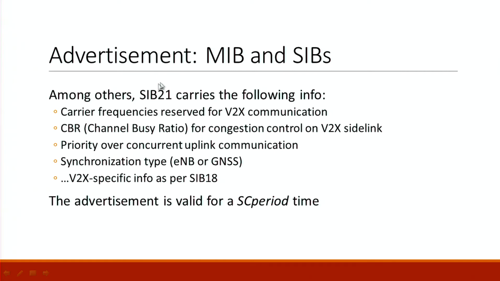The System Information Block 21 has additional information just reserved for V2X communication. So, frequencies that are only reserved for cars and not for other, like normal, safety-oriented communication. It also has information on how to compute the channel busy ratio for congestion control. You will see why this is important tomorrow when my colleague talks about the channel busy ratio computation in V2X. So I'll leave it for later.